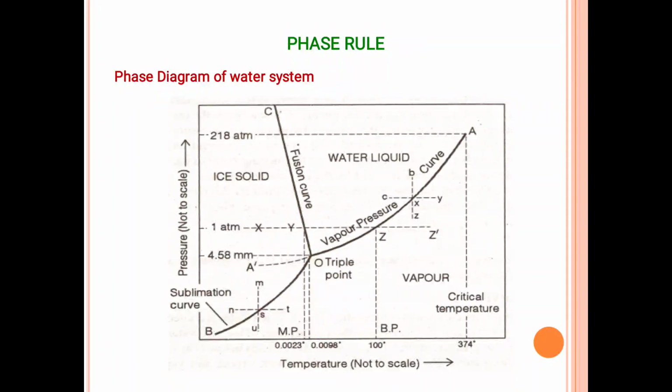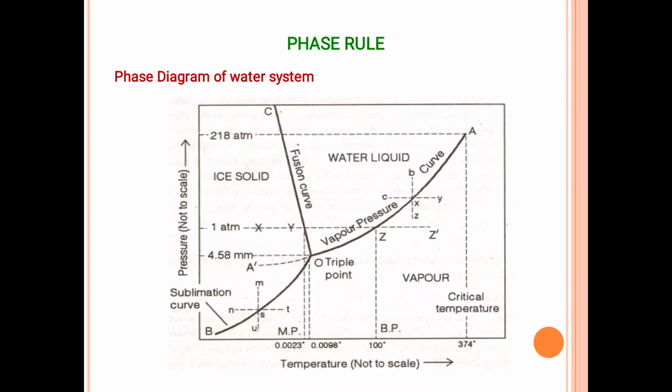The curve OA dash is called the vapor pressure curve of supercooled water or metastable equilibrium, where the supercooled water and vapor will be in equilibrium. Why this equilibrium happens: sometimes when water is cooled below 0 degrees Celsius without formation of ice, this water is called supercooled water. Supercooled water is unstable and it can be converted into solid by seeding or by slight disturbance.